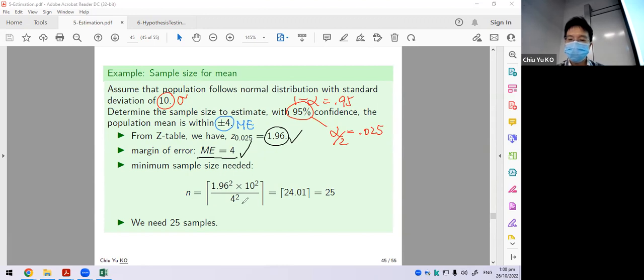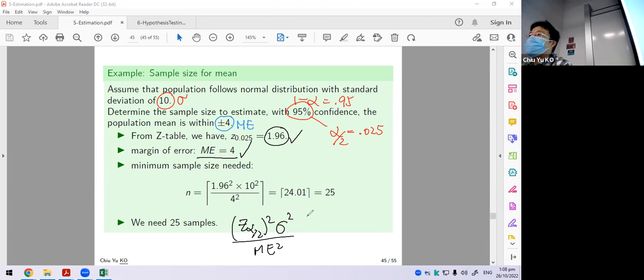We have done it. Just plug in the numbers. This formula is like this: z squared, sigma squared over ME squared. Just plug in all the numbers. It turns out to be 24.01. So that's why you need 25 samples to achieve the accuracy plus or minus 4. So that's nothing new, just plug in the numbers there.